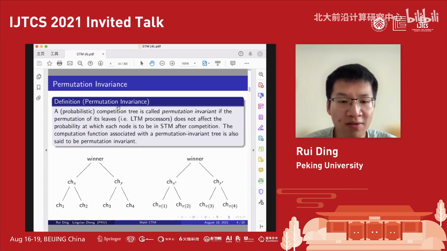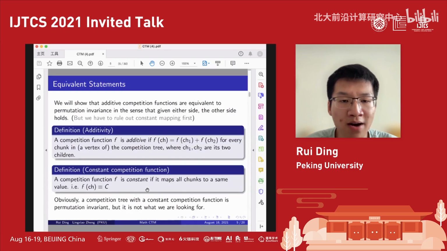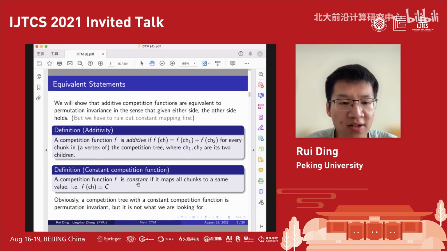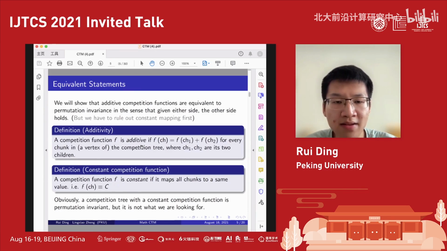In general, we want to ask what computation function will make this tree permutation invariant, and our answer is that an additive function will suffice. So here is the notion of additivity. A computation function f is additive if the f of a chunk is exactly the sum of f of the chunk at its two children. And here is a specific case for a computation function. You can choose f to be independent of the specific values of the intensity and the mood, but indeed constant. It maps all chunks to the same value c. So we are going to show that if a function is additive, then the CTM is permutation invariant, and vice versa.